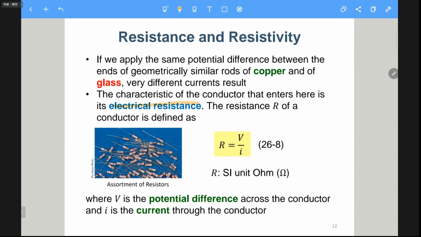The resistance R of a conductor is defined as V over I. V is the potential difference across the device, and the current I is the current going through it. Of course, the SI unit is ohm. So actually V equals IR is the well-known formula called Ohm's law, where V is the potential difference across the conductor and I is the current through the conductor. So nothing special here.